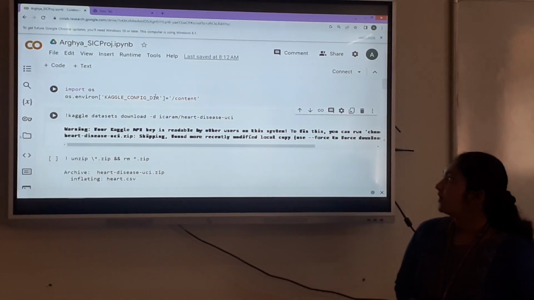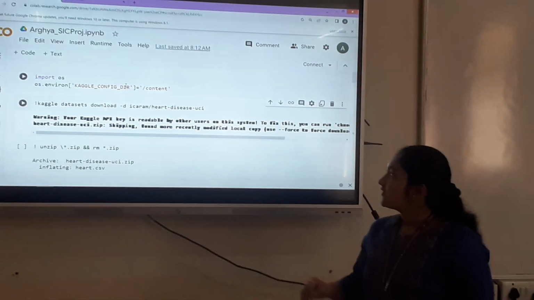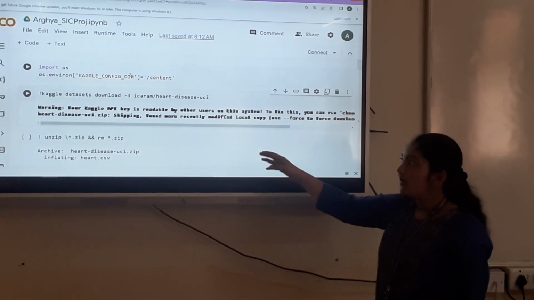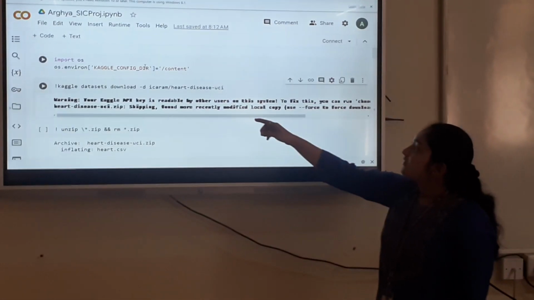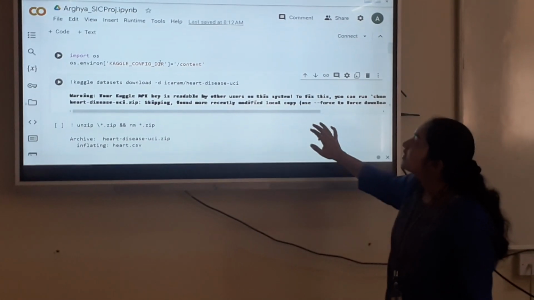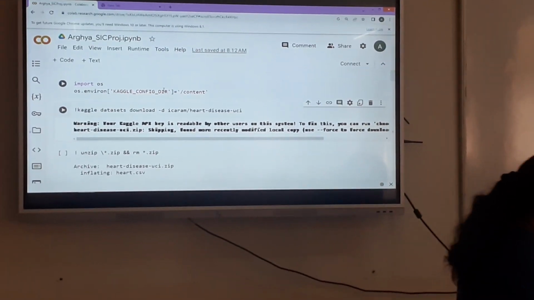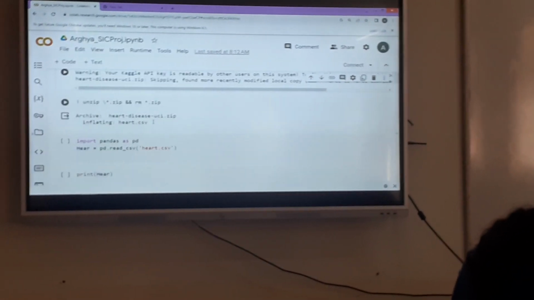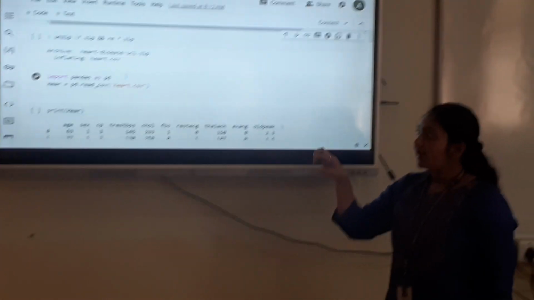So today the dataset that I have chosen is heart disease. First, in Google Colab, I downloaded the dataset from Kaggle. I imported the OS operating system module, and then I downloaded it from Kaggle. After uploading that zip file, I unzipped it to get the .csv file.